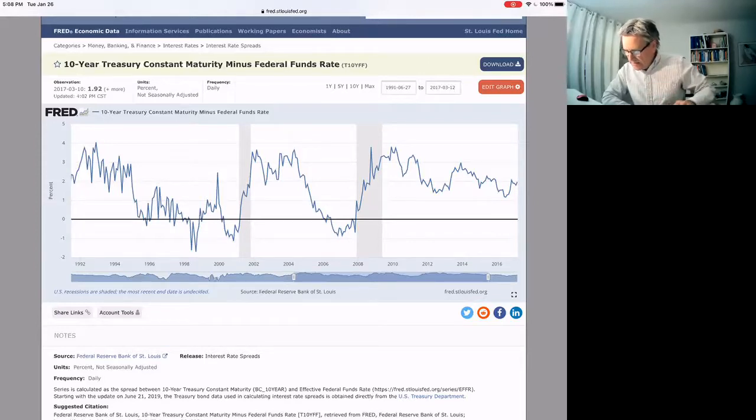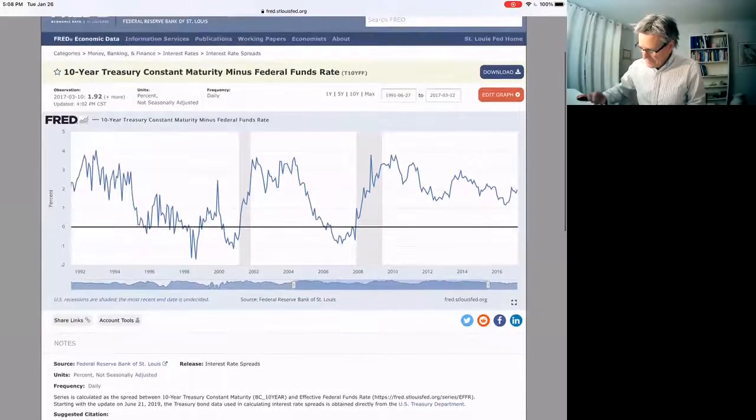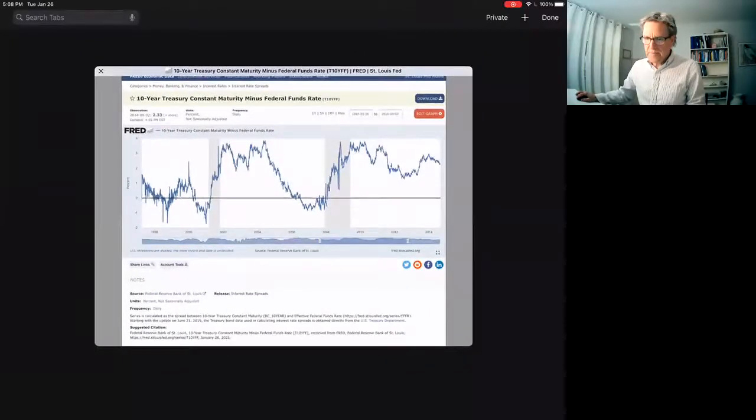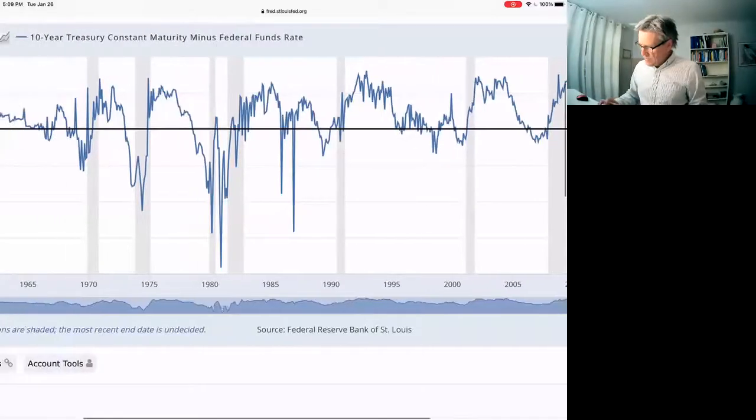A few times it dipped down a little bit below it. The real signal here, according to the person that created this, is to use GDP data, which comes out every 3 months. So we're not looking at this from month to month or day to day. We're just looking at every 3 months to see what happens.